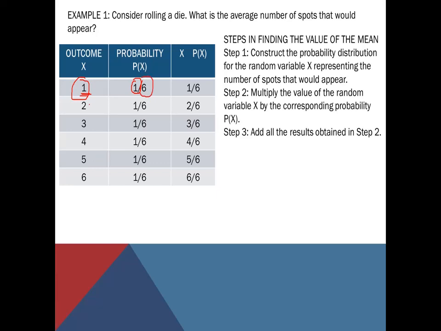Unom kabuok. Now, pila man kabuok 2. Isa ra pud kabuok 2. Pila man sila kabuok tanan? 6. Okay, and so on and so forth. So, 3. Pila kabuok 3? 1. Pila sila tanan kabuok? 6. So, that's the probability of each outcome. Okay? Now, this is our step 1. Right? Na natay probability distribution.